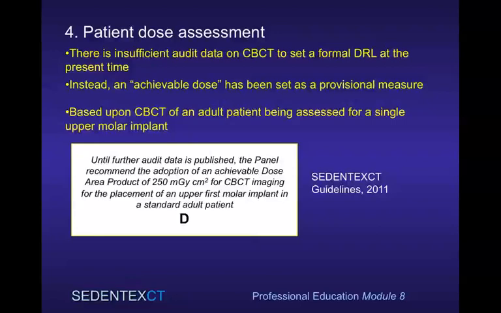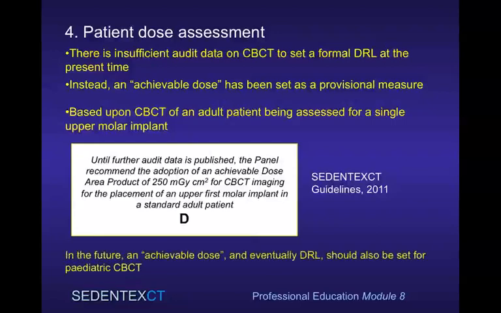In the Sidentex CT guidelines published in 2011, this states that until further audit data is published, the panel recommend the adoption of an achievable dose area product of 250 milligray centimeter squared for cone beam CT imaging for the placement of an upper first molar implant in a standard adult patient. In the future, an achievable dose and eventually a DRL should also be set for pediatric cone beam CT.